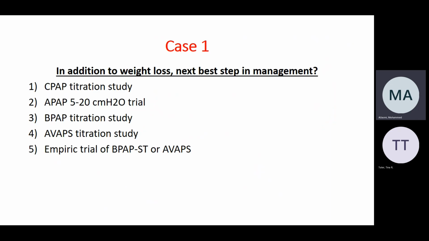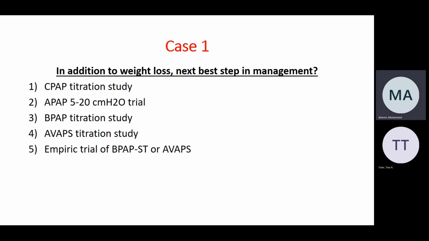So back to our case. In addition to weight loss and lifestyle modification, what is the next step for this patient? CPAP titration study, CPAP, BiPAP 5 to 20 titration, AVAPS titration, or you just prescribe this patient BiPAP or AVAPS. CPAP. Okay. Everyone is in agreement?